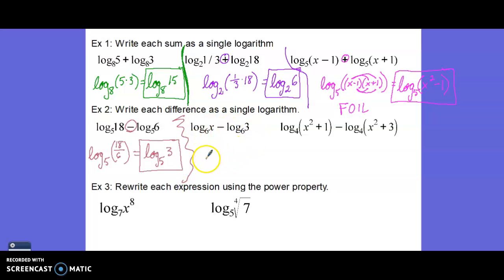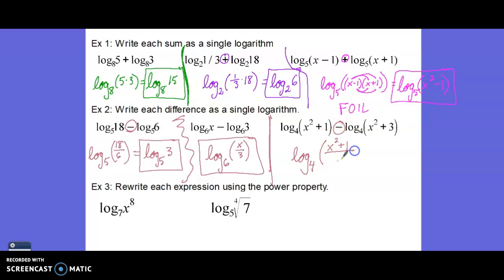Now, sometimes there's not much to do. As you look at this problem, we can combine them together, but I don't know what x divided by 3 is. I don't know what x is. So this is all you can do on this middle problem. And then the same thing goes for the last one. This is kind of a weird problem. But make sure the bases are the same so that you could combine them. The fact that it's subtraction means that we can combine them using division.